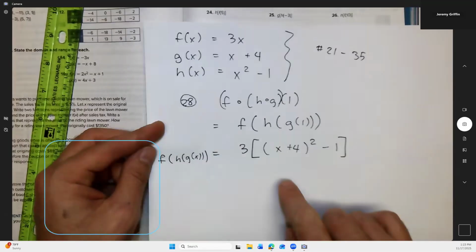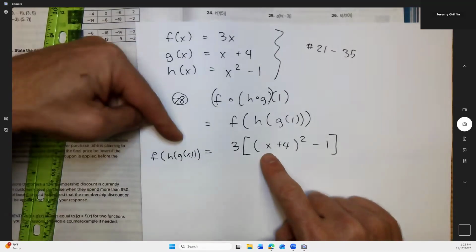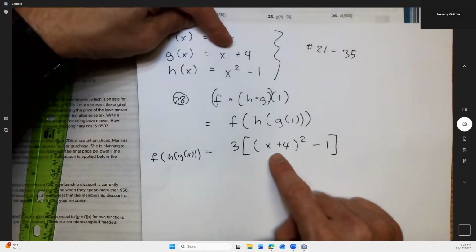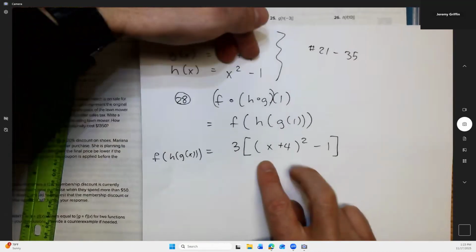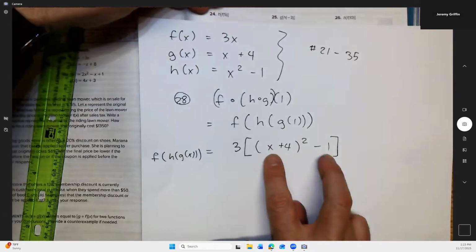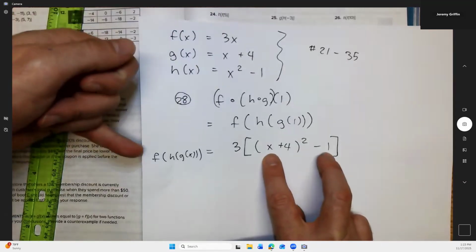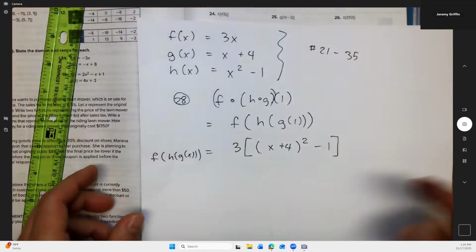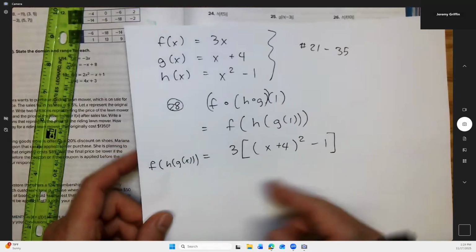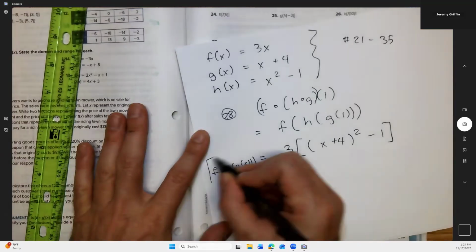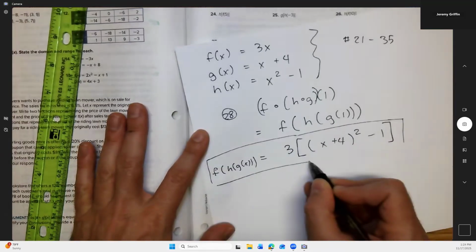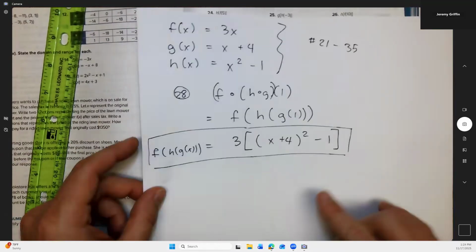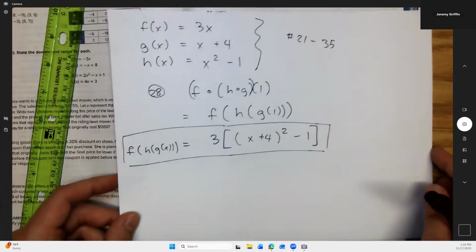We'll plug in 1 later. So the inside function is g of x, that's x plus 4. h of x says to square that value and subtract 1. So square that, subtract 1. Finally, the outside function says f of something, well, that's just 3 times something. So the whole thing gets multiplied by 3. You could totally clean this up, although this should be an acceptable form also. That could be one way.